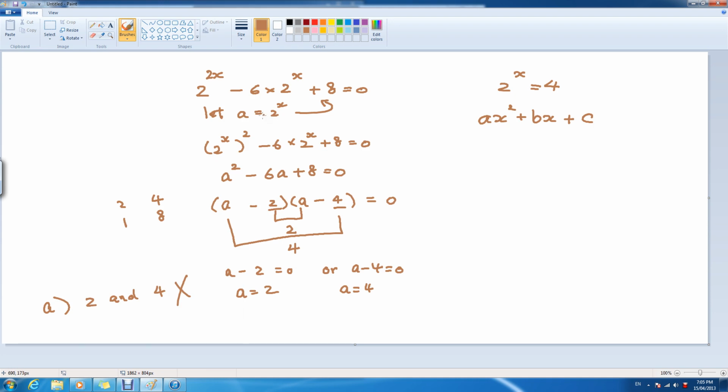So let's bring this down again. 2 to the power of x is equal to 2, or 2 to the power of x is equal to 4. Remember that this 2 is 2 to the power of 1, and this 4 we can replace with 2 to the power 2. So the answer will be x is equal to 1, and x is equal to 2. And that's it.